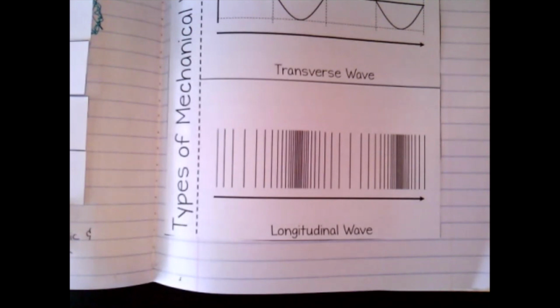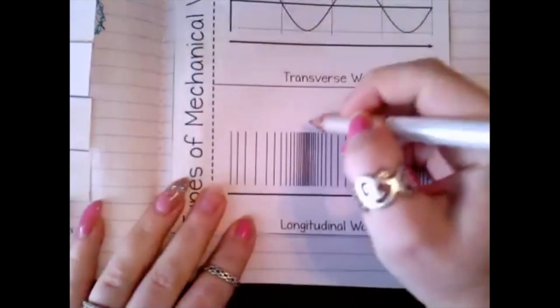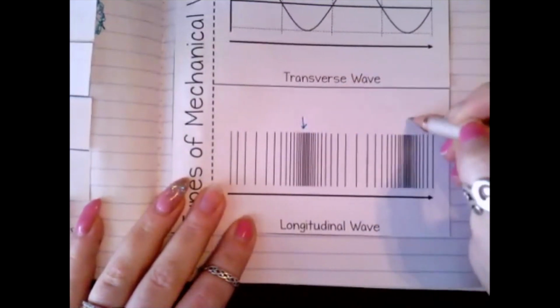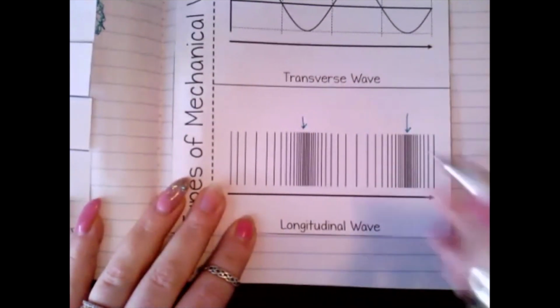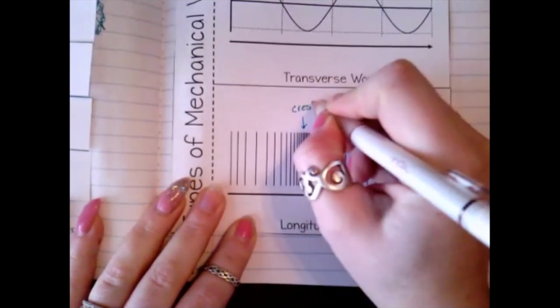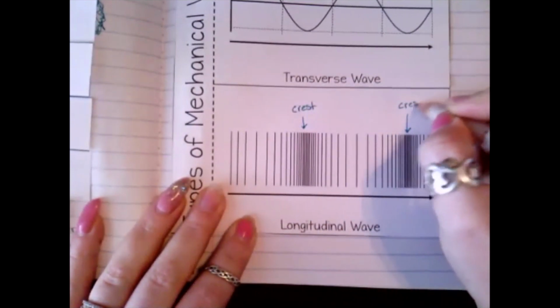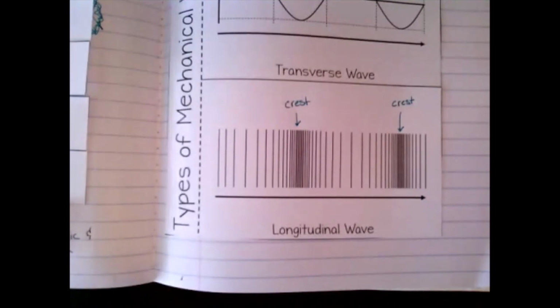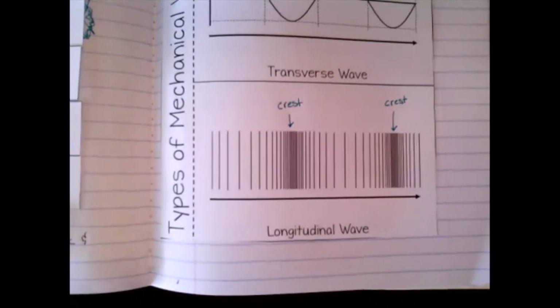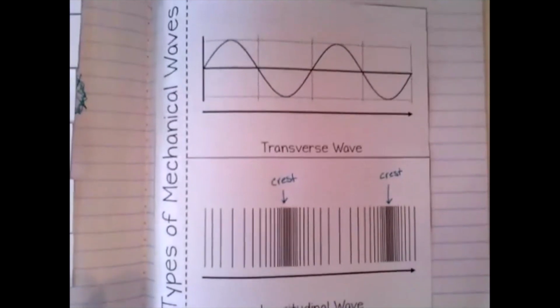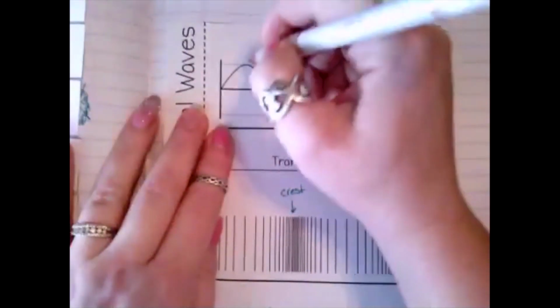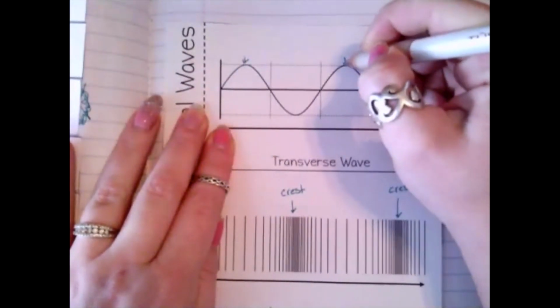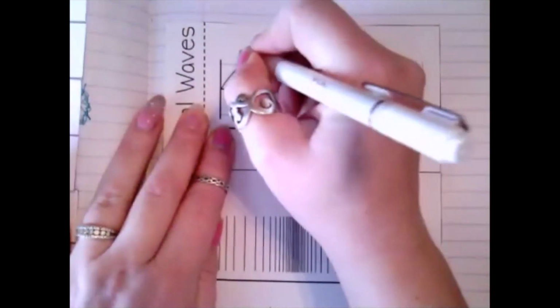Now, tomorrow we're going to get into parts of a wave, but what I want you to recognize is that this and this are referred to as a crest. This is the top, quote unquote, the top of the wave. So when you look at the transverse image, this and this are also the crests.